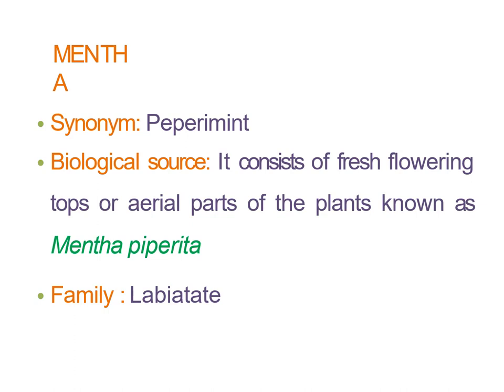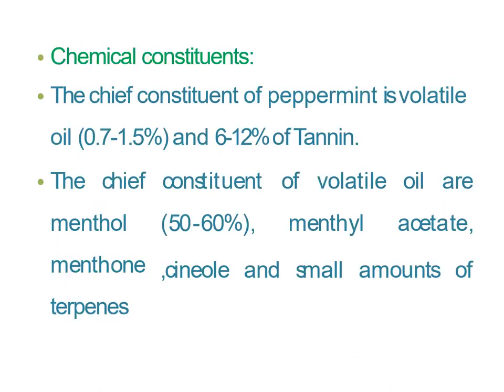Mentha. Mentha, synonym peppermint, biological source: it consists of fresh flowering tops of aerial parts of plants known as Mentha piperita and then family Labiatae. Then chemical constituents: the chief chemical constituents of peppermint are volatile oil 0.7 to 1.5% and 6 to 12% of tannin. The chief constituents of volatile oils are menthol 50 to 60%, then methyl acetate, and then menthone and small amounts of terpene.